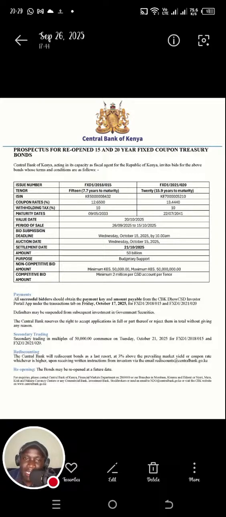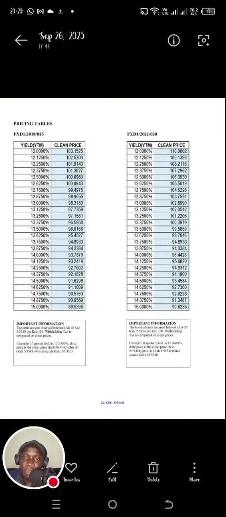In fact, let's just move to the page on pricing of reopened bonds so that you understand the part of rediscounting with 3 percentage points higher, and the importance of understanding the features of the bond so that you don't get yourself to a point where you want your bond rediscounted. Now, allow me to move to the next page. So that is what we call pricing tables.